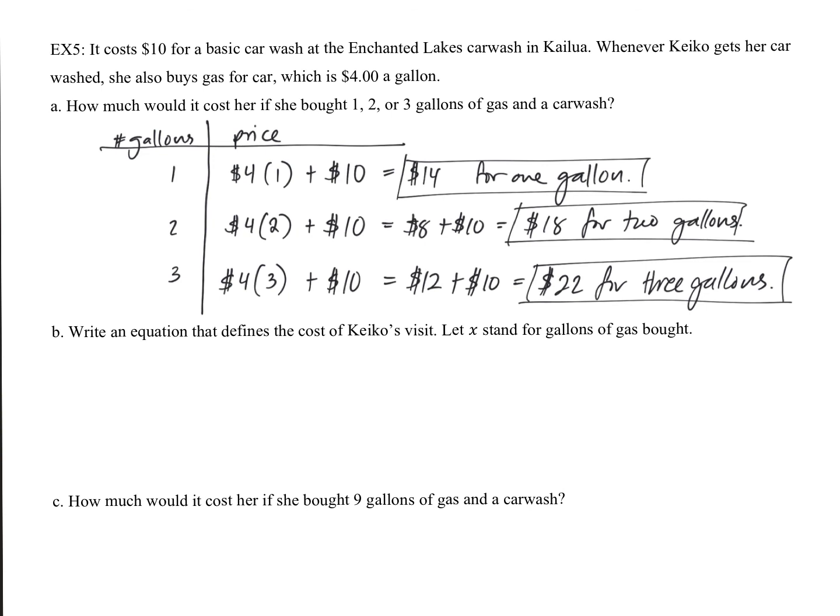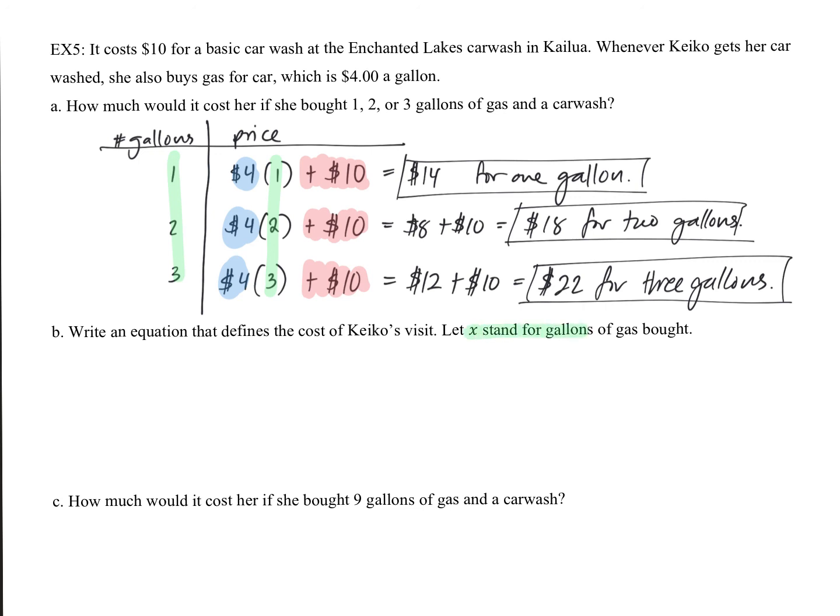So now we want to write an equation that defines the cost for Keiko's visit. Let x stand for gallons of gas bought. Well, if you look at the pattern we had above, each time we looked at the different gallons, all we did was we multiplied 4 to that number, and then we added 10 to it. We did that every single time. The only thing that changed each time was, what? The number of gallons is what changed.